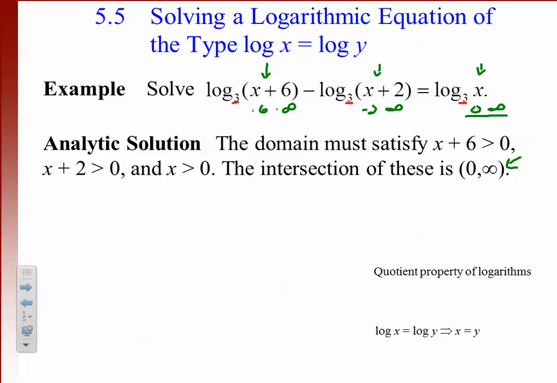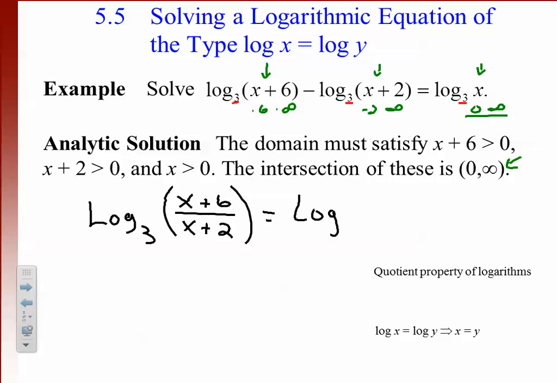Okay, so first off, what are we going to do? We're going to use those properties of logs where one log subtracting another log is a division problem. So I'm going to rewrite this as log base 3 as a division, x plus 6 over x plus 2 equals log base 3 of x.